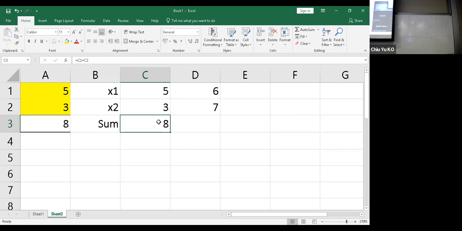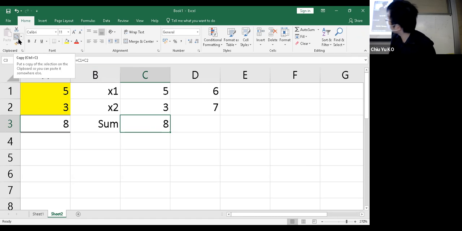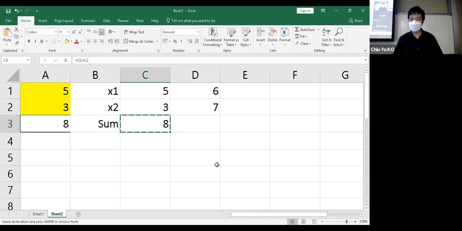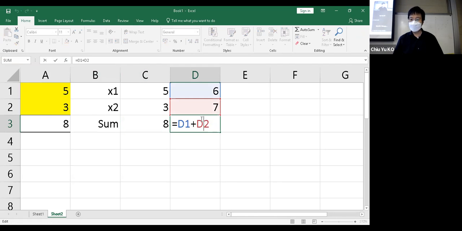If you have the iPad, then it's a little bit more complicated. But if you use the shortcut Control-C, you copy this cell and you can paste it here. Then automatically you can see the formula. Originally C1 plus C2. You copy and paste, and the formula moves one, from column C to column D. So that's a strong point of Excel.